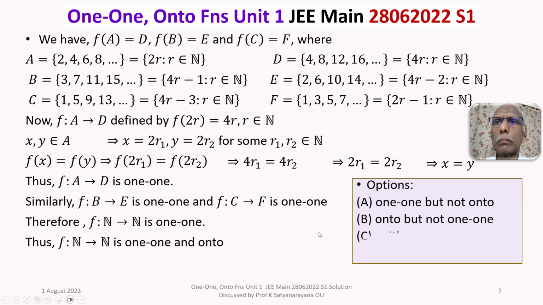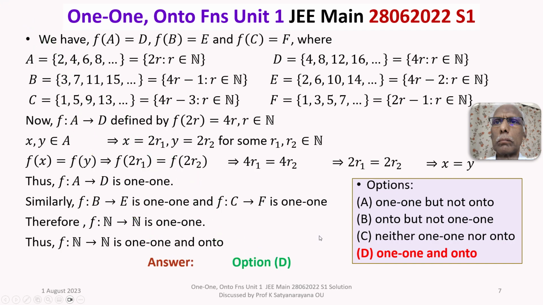So let's look at our options. Our answer, one-to-one and onto, appears against option D. Therefore, the answer to this question is option D. That is the detailed discussion of the solution of the problem, which is based on the nature of the functions, namely the one-to-one nature and onto-ness of the functions.